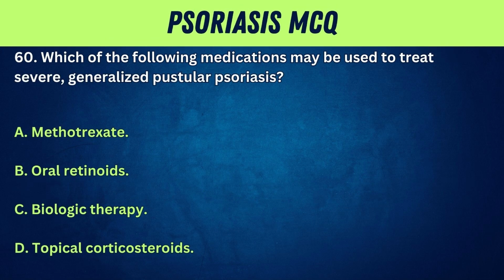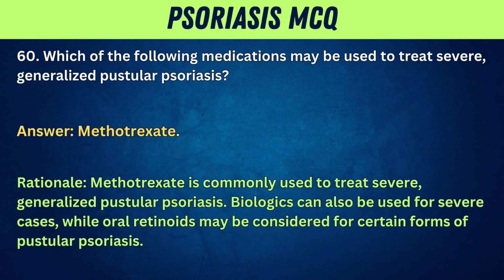60. Which of the following medications may be used to treat severe, generalized pustular psoriasis? A. Methotrexate. B. Oral retinoids. C. Biologic therapy. D. Topical corticosteroids. Answer: methotrexate. Rationale: methotrexate is commonly used to treat severe, generalized pustular psoriasis. Biologics can also be used for severe cases, while oral retinoids may be considered for certain forms of pustular psoriasis.